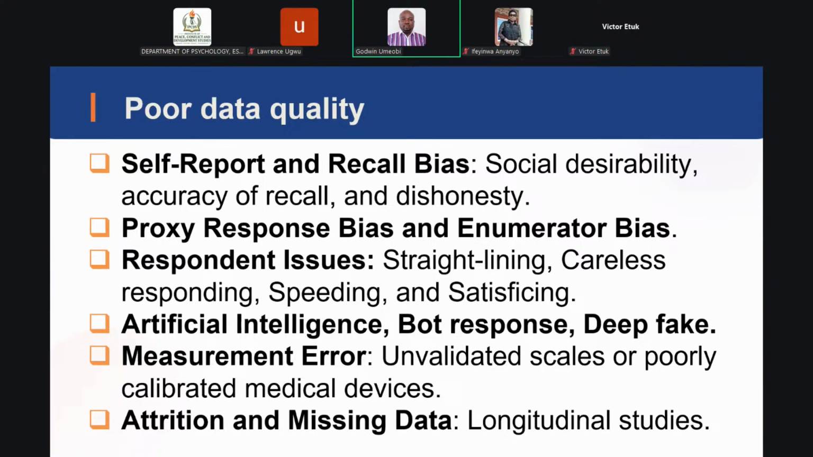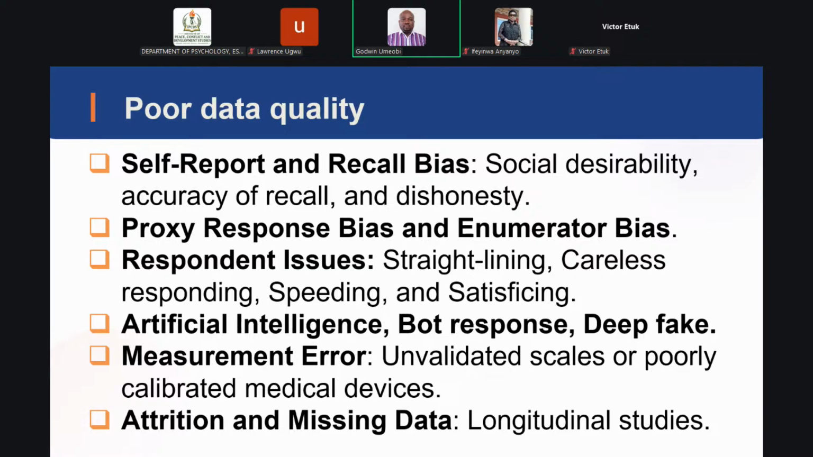We have respondent issues like straightlining, careless responding, speeding, satisficing, and all the rest of them, which are issues that come from respondents to survey instruments. And today, the big elephant in the room, AI, artificial intelligence. One of the reasons we may not trust data at our disposal is because of AI influence.